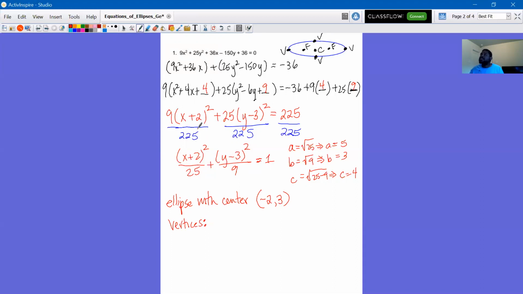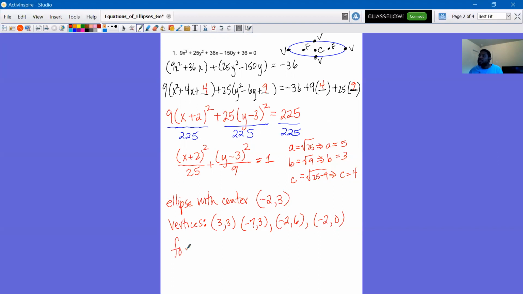because it's stretched horizontally, I want to add A to my x coordinate of the center. So I'm going to add 5 to my center, and I get 3, 3. Then I'm going to subtract A from the x coordinate of the center, which is -7, 3. Then I'm going to add B to the y coordinate of the center, which is -2, 6. And I'm going to subtract B from the y coordinate of the center, which is -2, 0. So there are my vertices.